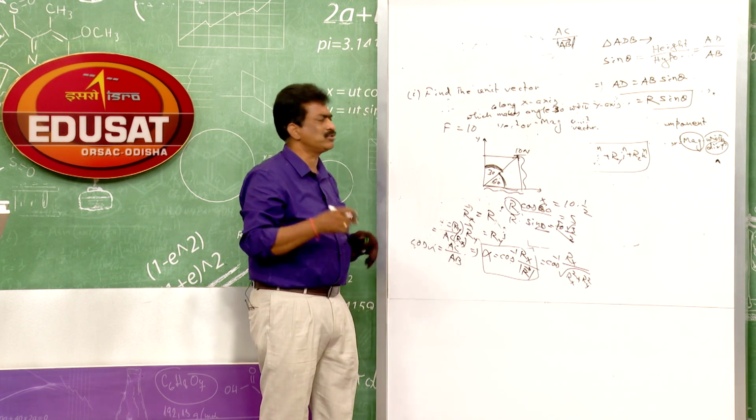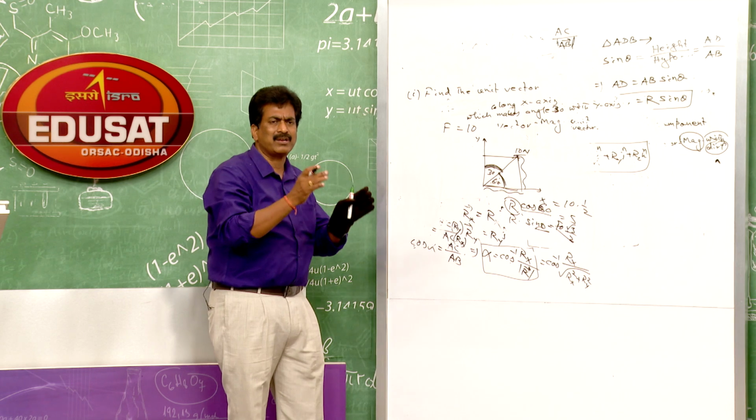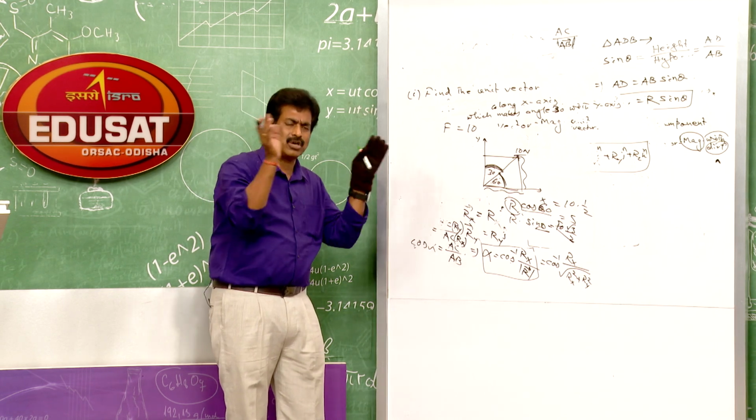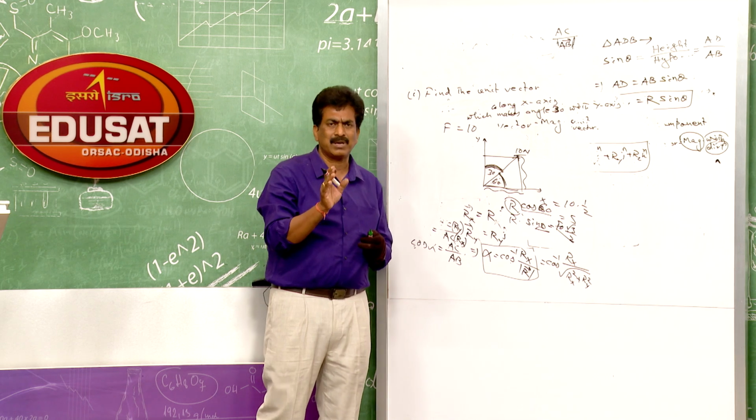Other different questions are also there. If 3 unit vectors are given and their total vector will be this one, how will you find it? Just add those 3 unit vectors, and that will give the total answer.